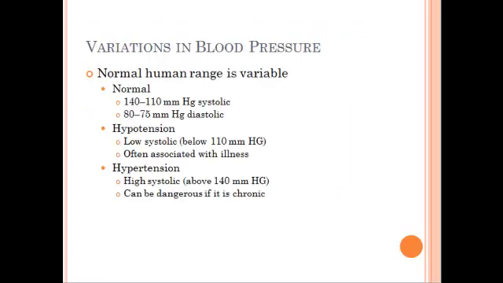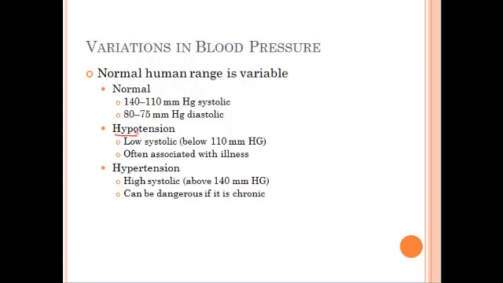So, like I said, the rate can change, but normally you want your systolic pressure between 140 and 110, and then your diastolic between 80 and 75. If you have low blood pressure, it's often associated with illness, and if you have high blood pressure, this can be a problem if it's chronic, if it happens over long periods of time. Hypotension, or low blood pressure, the hypo meaning low, may be associated with illness, but it may just be differences from person to person, and healthy elderly people often have lower blood pressure as well.